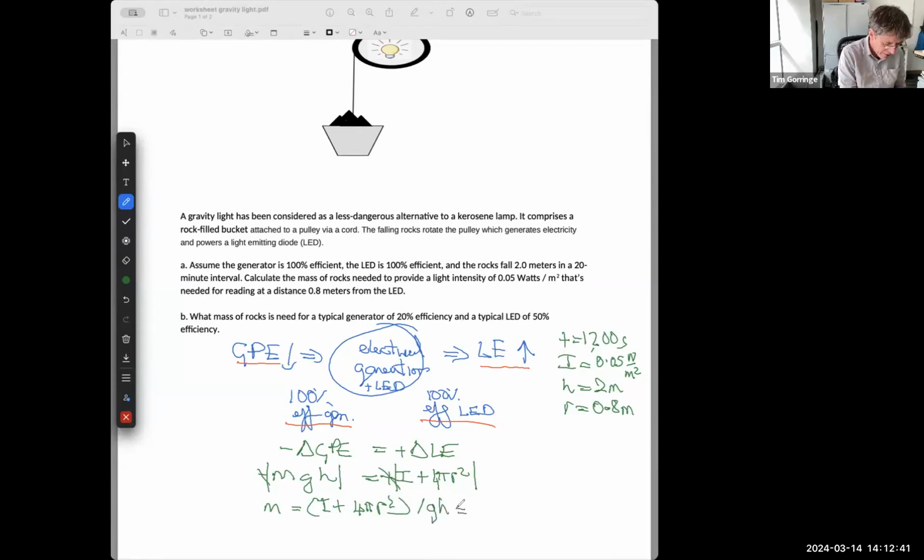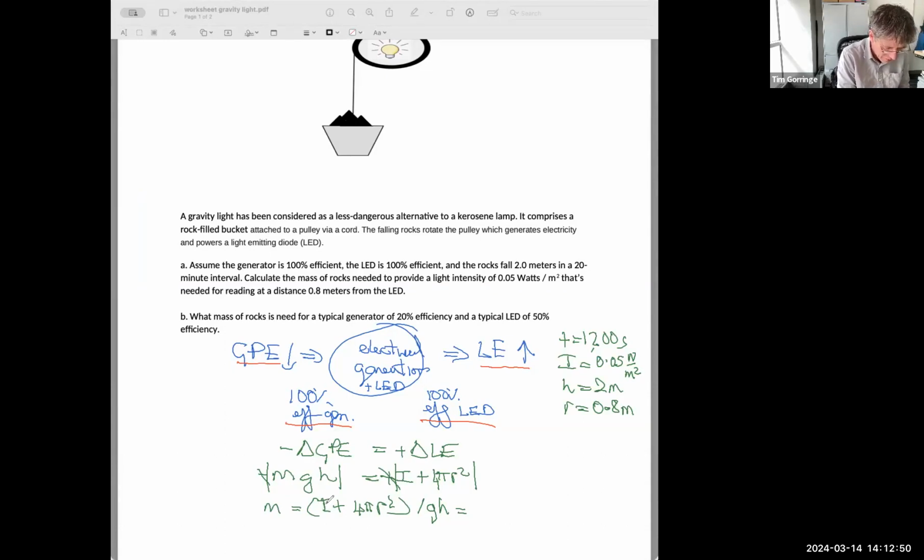And if I carry out that calculation, I won't write down all the numbers. I'm going to put in the intensity of light. It's 0.05 watts per square meter. I'm going to put in the time. That's 1200 seconds. 4 pi, that's 12 and a bit.